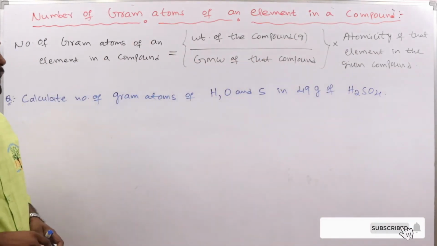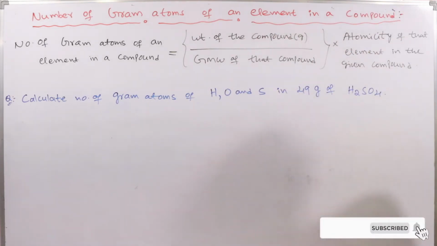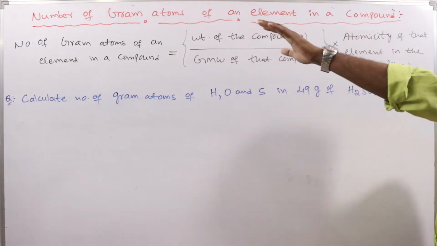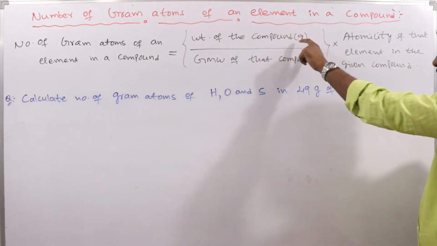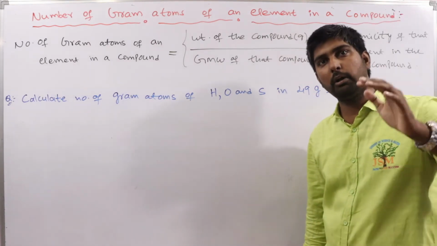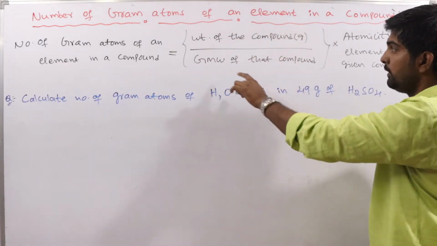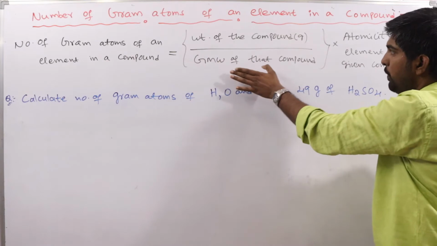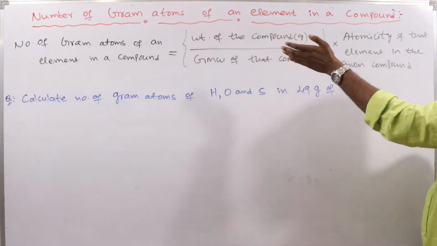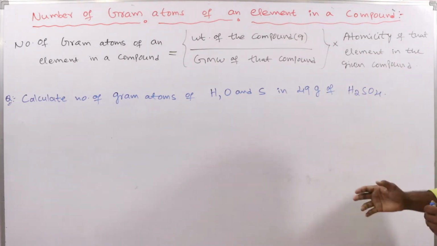So this is the formula which we use to calculate the number of gram atoms of a particular element in a given compound. Whatever weight of the compound they provide in the problem, we must take it in grams only. Even if they give it in kilograms or milligrams, we must convert it into grams. Remember this. Next, the gram molecular weight, or molar mass, of the compound, and the atomicity of that element in the given compound.